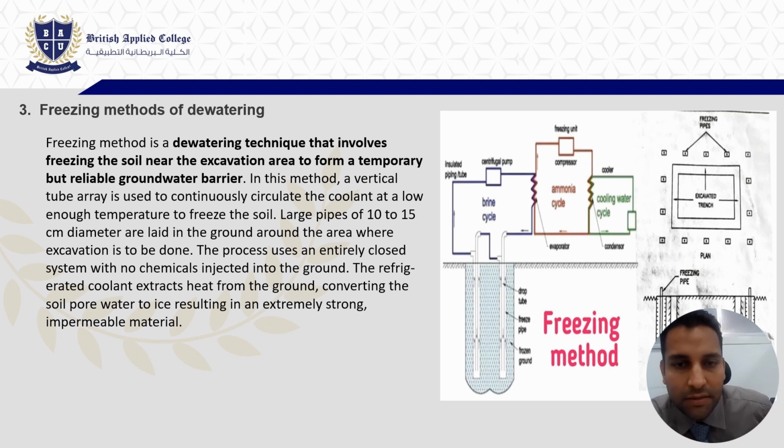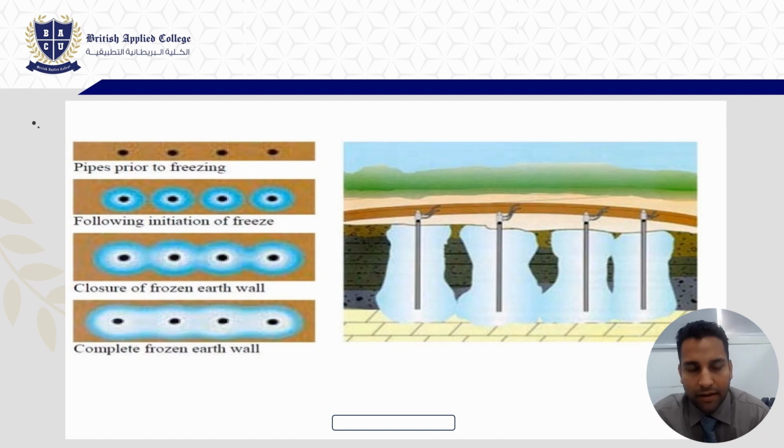Next is your freezing method of dewatering. Here we freeze the area where the water is present, and then we do the excavation work. The freezing method is a dewatering technique that involves freezing the soil near the excavation area to form a temporary but reliable ground barrier. Once your construction is done, you can remove this frozen area. In the diagram, in the area where you need to do the construction work, whatever water is there, we will freeze that and then do our excavation work.